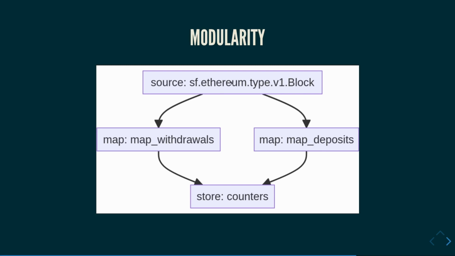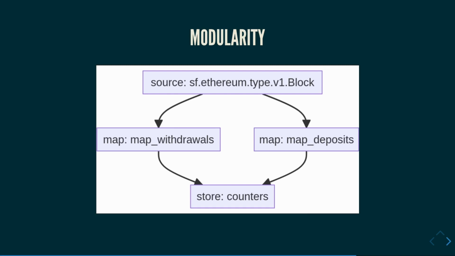This Ethereum block is being fed into the map withdrawals map module, as well as the map deposits map module, which are then being fed into the store module of counters. And so you can very clearly see how the data is flowing from the initial block and what parts it's touching along the way. This is really cool for a number of reasons.